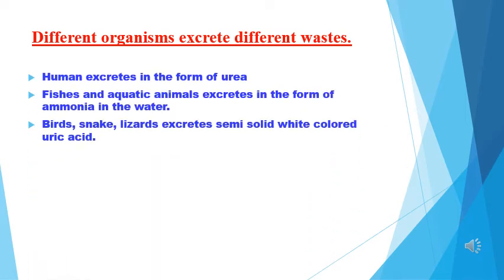We need to understand that not all organisms will excrete the same type of waste. Every organism will excrete a different type of waste based on what it eats and based on the structure of its body. So humans excrete urea. Fishes and aquatic animals excrete in the form of ammonia because they live in the water. Whereas birds, snakes, lizards excrete semi-solid white colored uric acid to save as much water as possible.